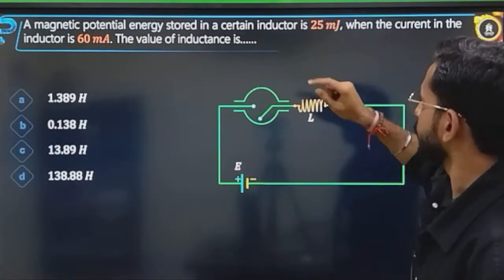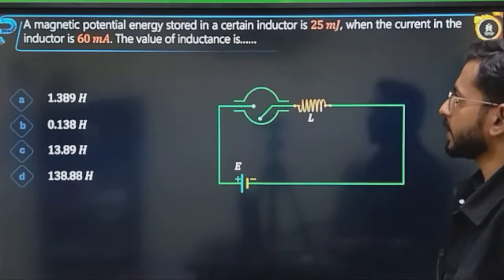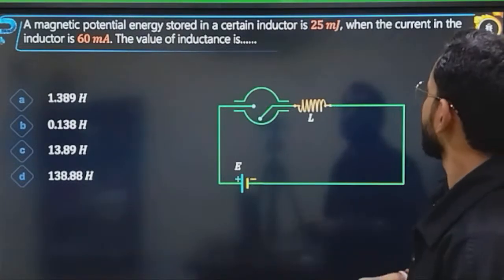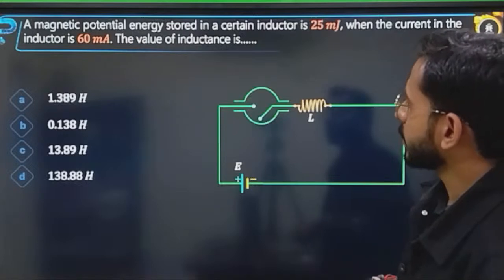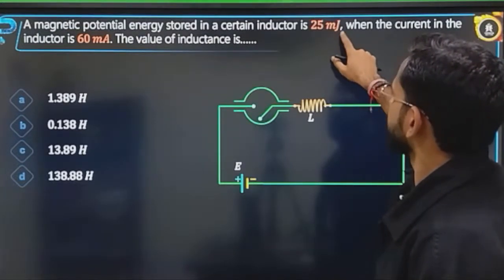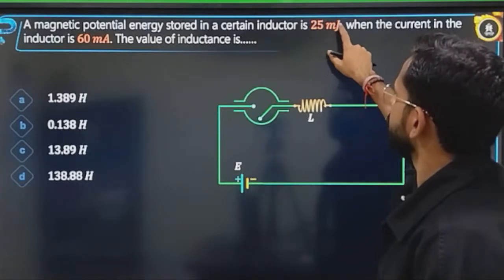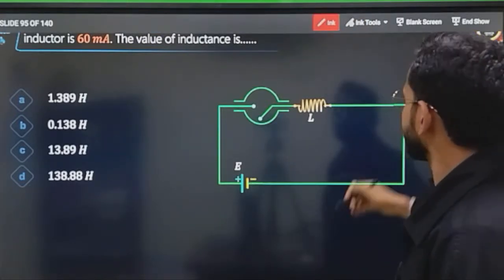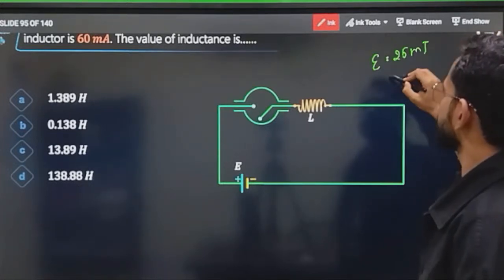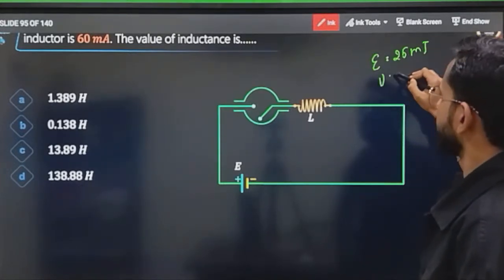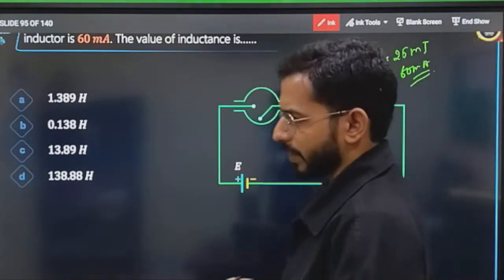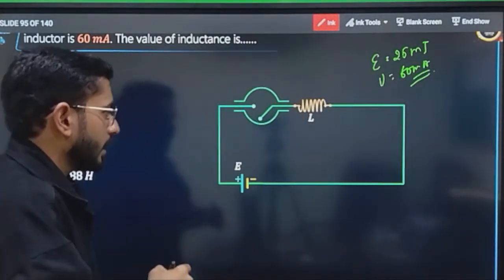Try to solve this question. Read the question. What is given? The magnetic potential energy stored in a certain inductor is 25 millijoules when the current in the inductor is 60 milliampere. The value of inductance is? Remember the value is 25 millijoules. Energy is given as 25 millijoules, and what else is given? Current in the inductor is 60 milliampere. So calculate what will be the inductance.